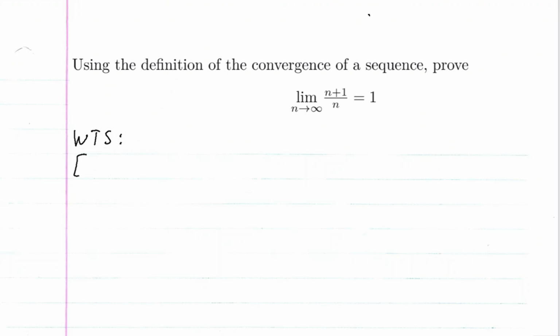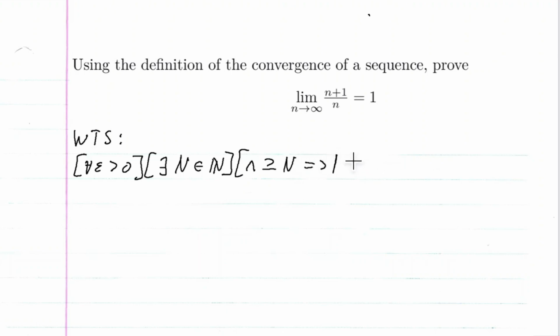So we want to show that for every epsilon bigger than 0, there exists a capital N contained in the natural numbers such that little n bigger than or equal to capital N would imply that |(n+1)/n - 1| is less than epsilon, right? That eventually after this capital Nth term, all these terms are so arbitrarily close to 1 that the difference between those terms and 1 is arbitrarily small, aka less than epsilon.